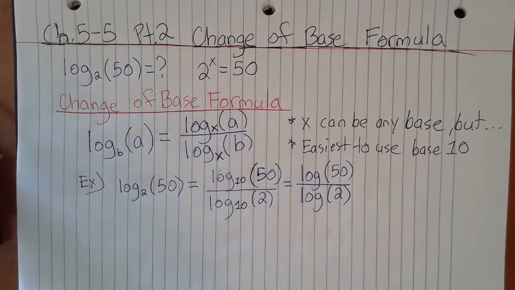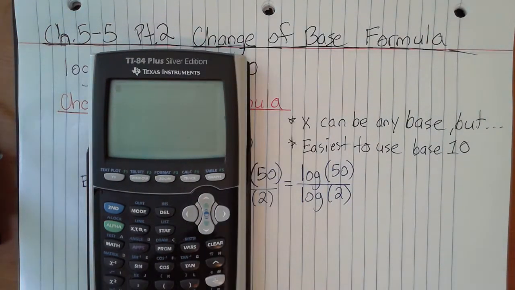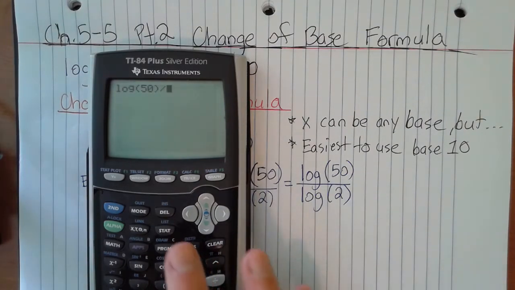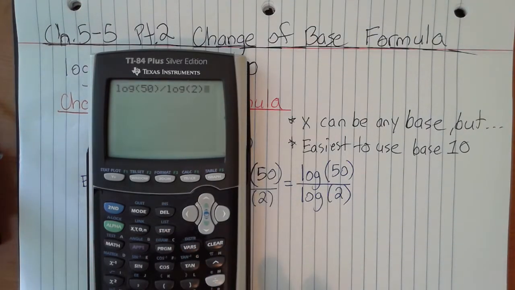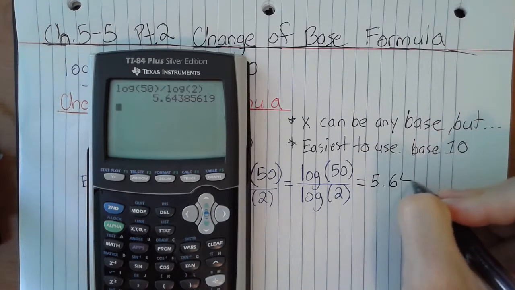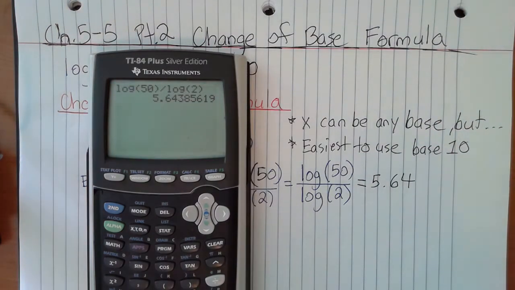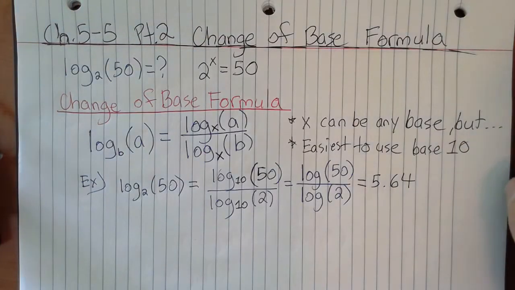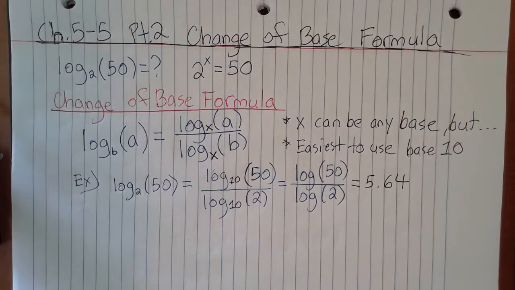And let's grab our calculator. So now we have log of 50 divided by log of 2 equals 5.64. And that is much closer to our estimate from earlier when we thought that 2 to the 5th power and 2 to the 6th power were on either side of 50. And now we can see that it is exactly 5.64.